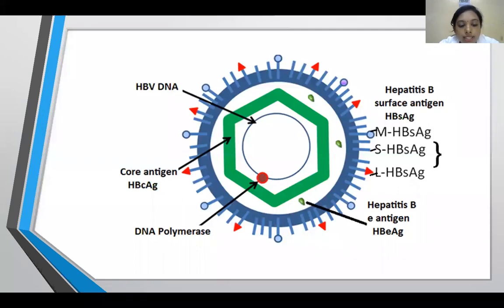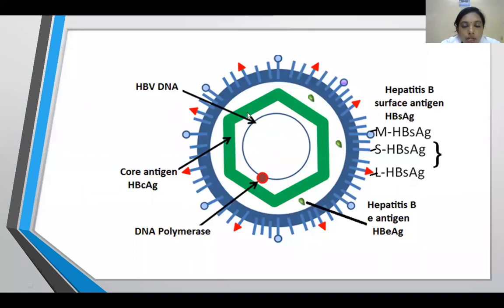This is the prototype, as I told you before, the prototype virus of the Hepadnaviridae family. There are six viral particles in this family related to hepatitis B virus. Two of these viral particles are smaller spherical structures with a diameter of 22 nanometers, and the spheres and filaments are composed of, as I told you before, hepatitis B surface antigen. As you see, this is the surface, the hepatitis B surface antigen.